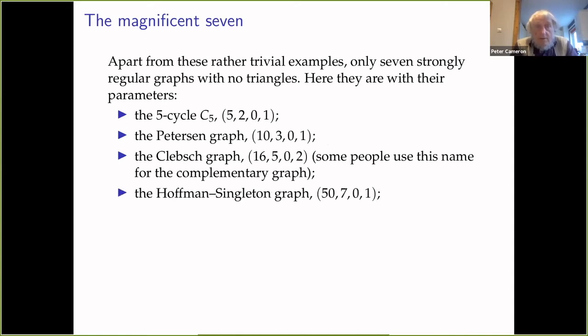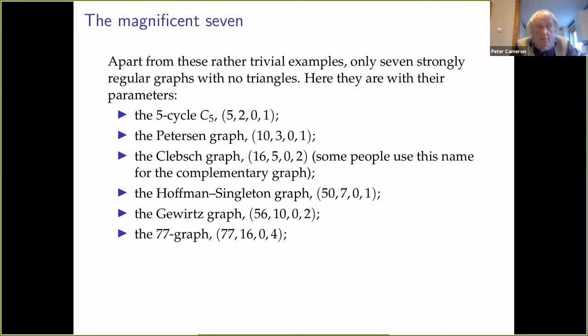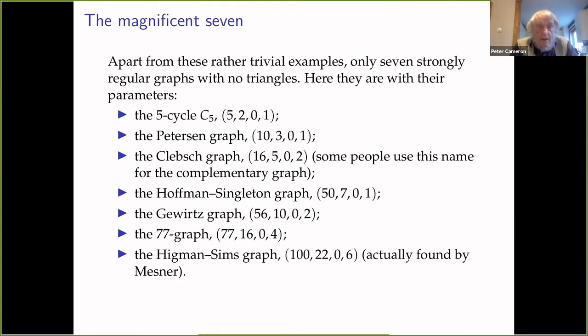The Hoffman-Singleton graph, the Gewirtz graph, a graph which doesn't have a standard name. I will call it the 77 graph because it has 77 vertices, and the Higman-Sims graph, which has an interesting story because it was actually found by Mesner more than 10 years before Higman and Sims, but somehow his work wasn't recognized.